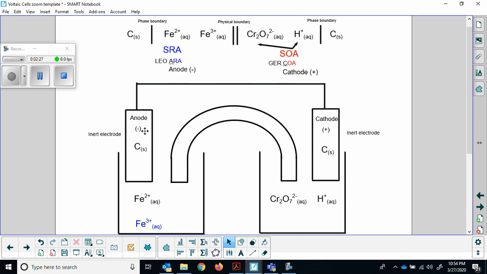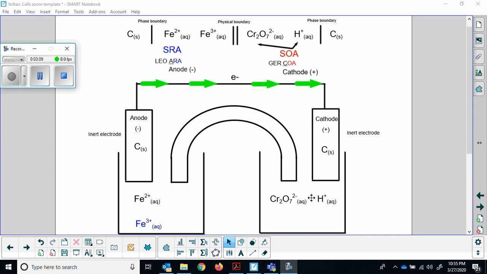The loss of electrons means that the electrons have to move somewhere. The electrons will move from the anode to the cathode. As more electrons are lost by Fe2 plus, there will be less Fe2 plus and more iron 3 plus in the solution. The electrons are moving to the cathode. Remember that carbon does not interact with the electrons, it's inert. The electrons then go into the solution and meet up with our oxidizing agents.